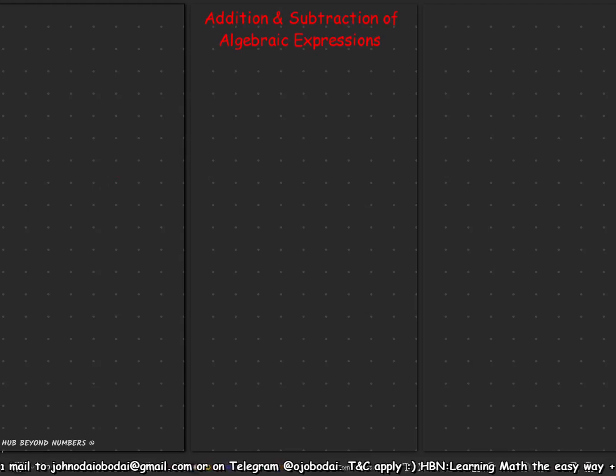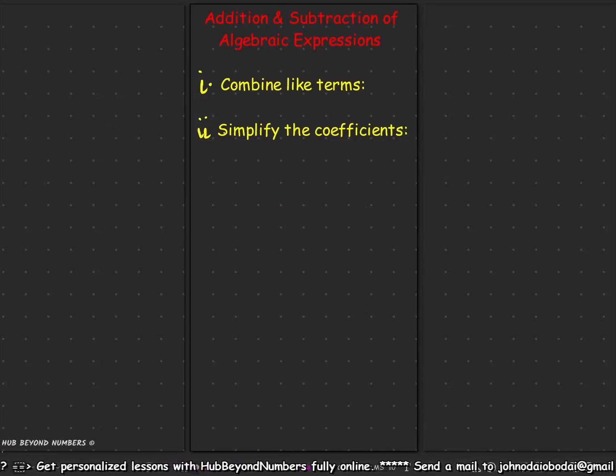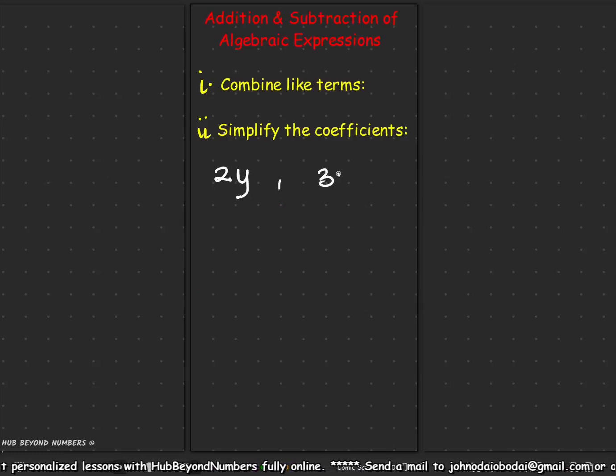What do we mean by like terms? When we talk of like terms, they are simply terms with what? The same variables. So if you take a typical example like 2y and 3y, the variables are what? Y and y. Hence, we can say 2y and 3y are like terms. The first step is saying we should combine these together, or in other words, let's group them together.